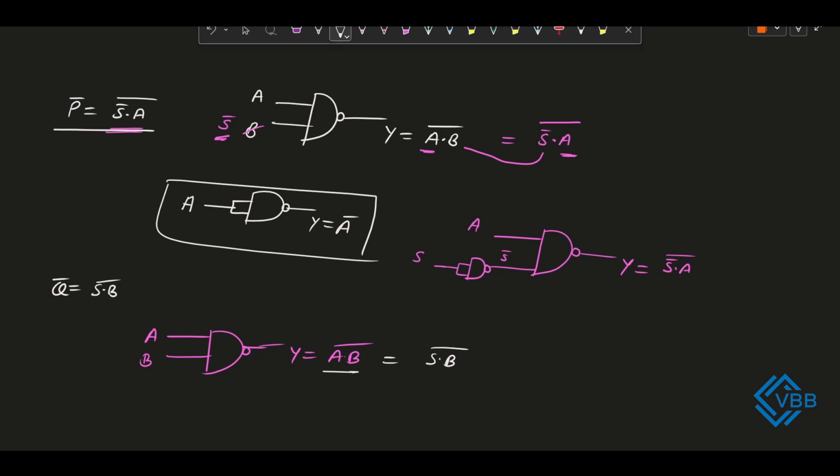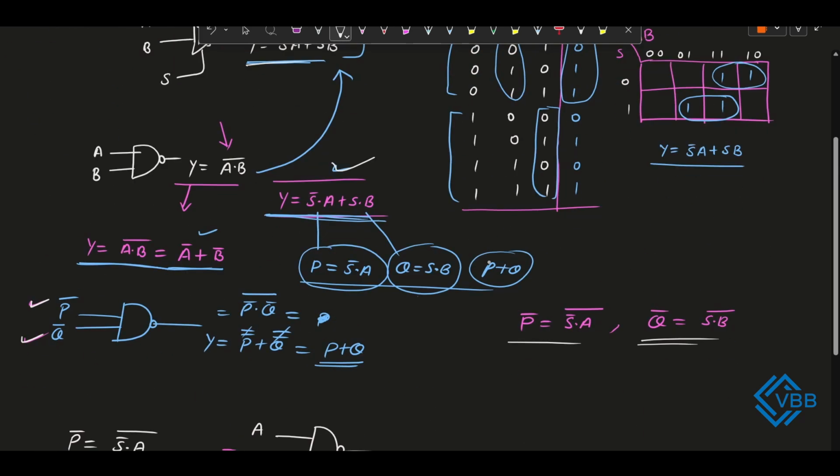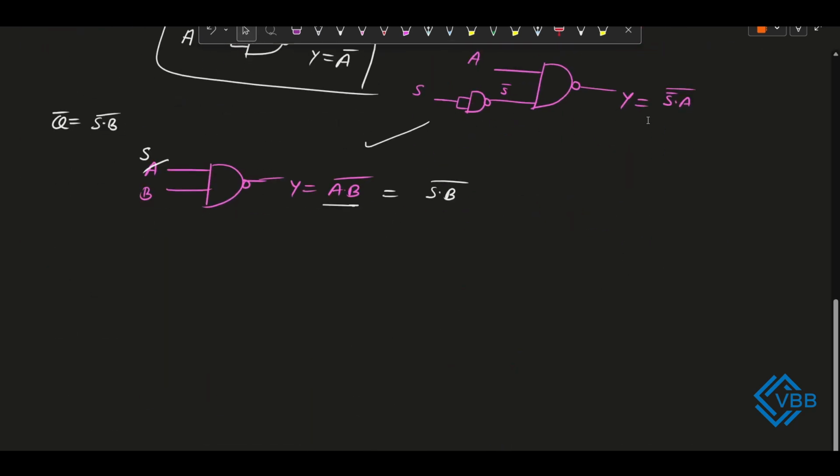B is the same, we just need to replace A with S, then we will get the Q complement as the output. So we will replace this A with S, and here we will get the output of this NAND gate as Q complement. Now we have P complement and Q complement as well. In the starting we have seen that if we connect the Q complement and P complement through a 2-input NAND gate, then we will get the MUX output. So that's all we are implementing here. Now let's connect the Q and P complement to make the complete implementation of MUX using the NAND gate.